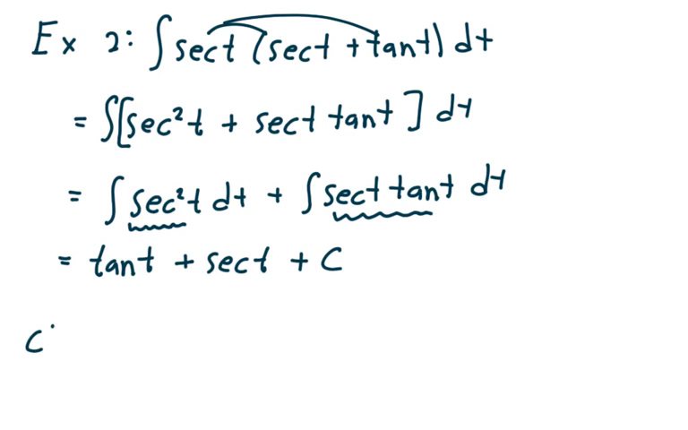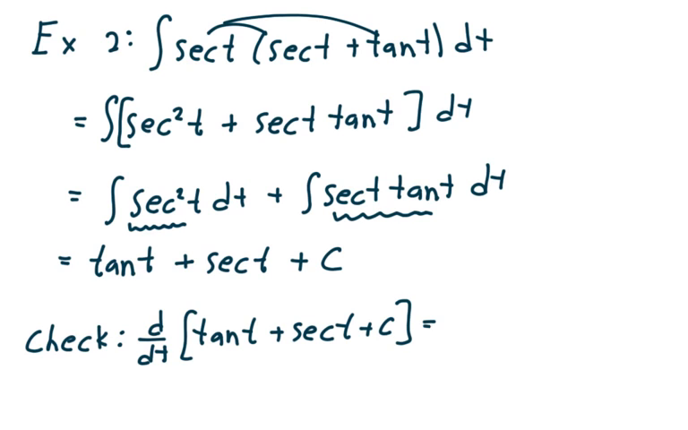Now, as a check, if I take the derivative of tangent t plus secant t plus c, well, the derivative of tangent t is secant squared t. So, well, that's good. And then the derivative of secant t is secant t tangent t. And the derivative of this constant here is 0. So it does check out. You do get that integrand. In other words, you get the thing you're trying to integrate.